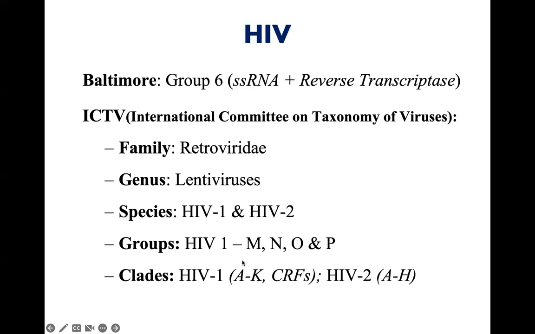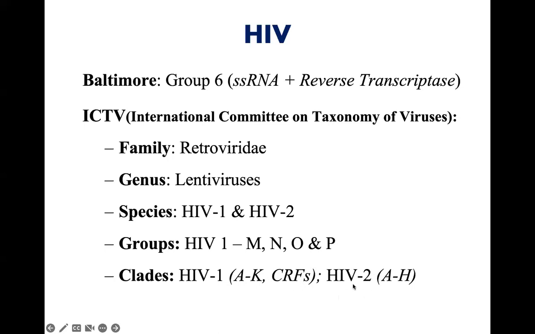And then within group M, we have many clades, and these clades are thought to have evolved within humans separately. So we have clade A all the way to K. In Kenya, we mainly have clade A and D, and also some forms that are called circulating recombinant forms. In the southern part of Africa, we have clade C, and then in the west, most of the infections are clade B. In a place like Uganda, we have a lot of clade D.